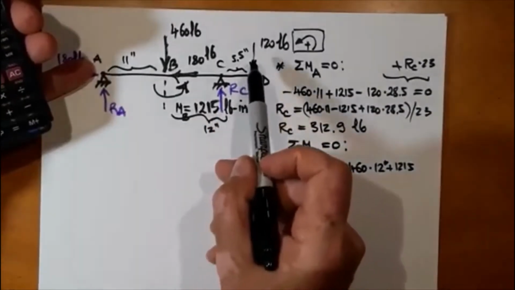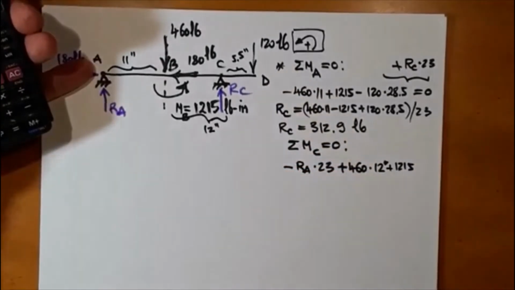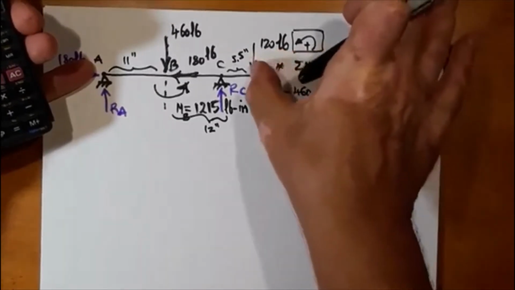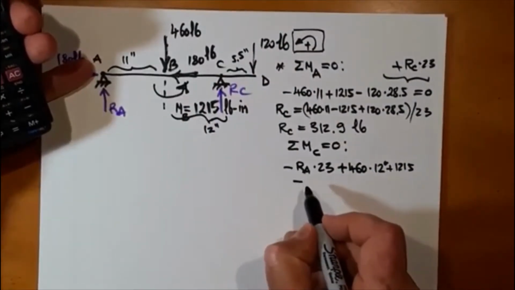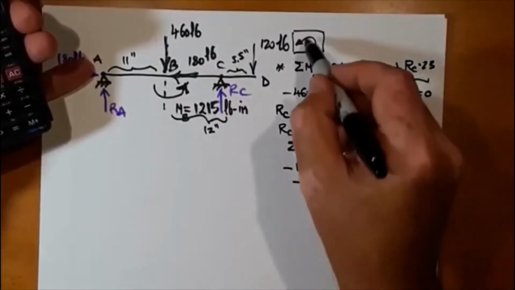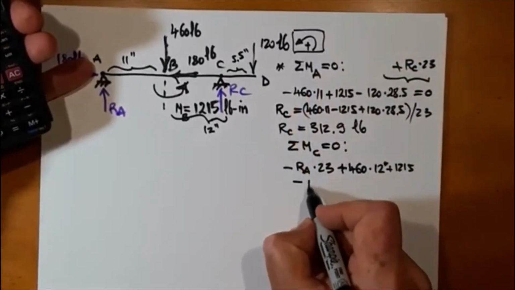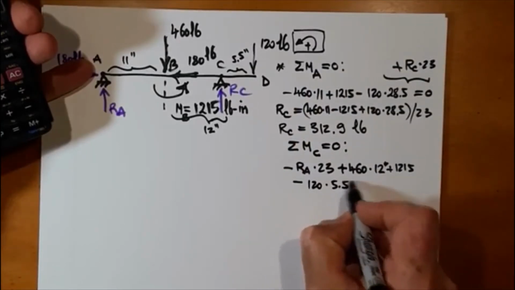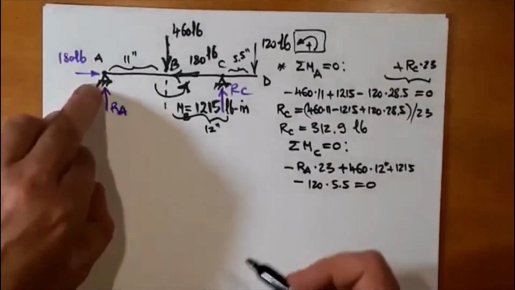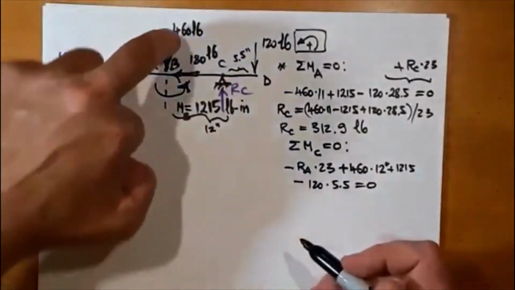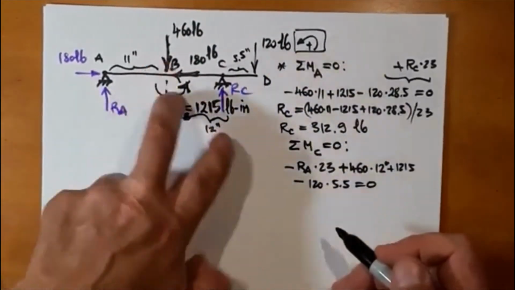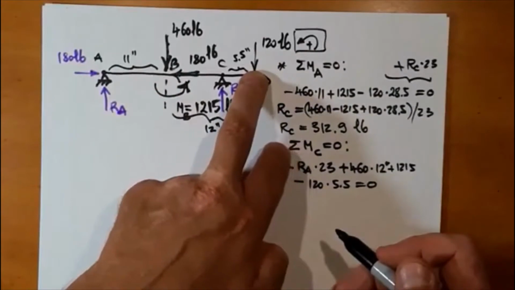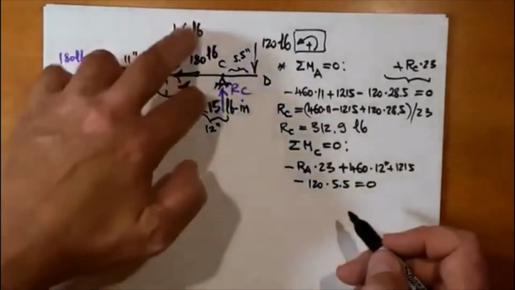And then I have a negative moment caused by the 120-pound force. And this goes negative because it's clockwise, opposed to the sign convention here. So 120 times 5.5 equals 0. So one more time: RA times 23, positive 460 times 12, and I have this moment by itself, and I have this force, 120 times this arm, and negative.